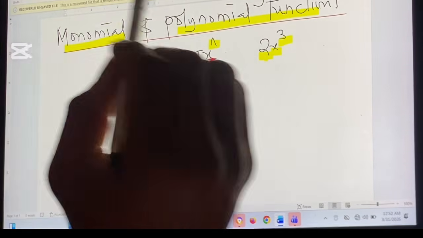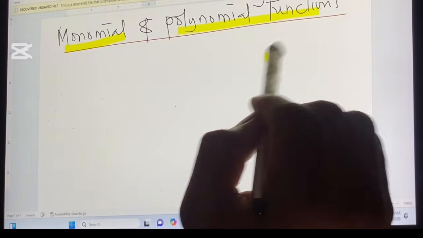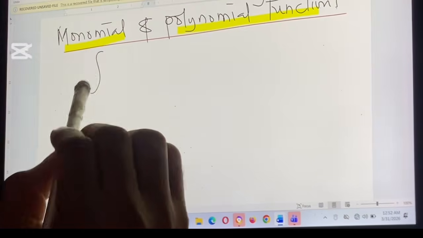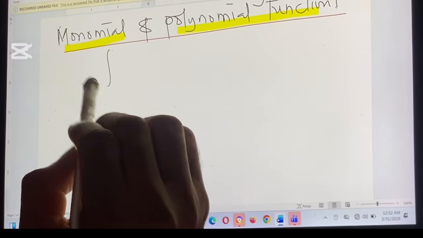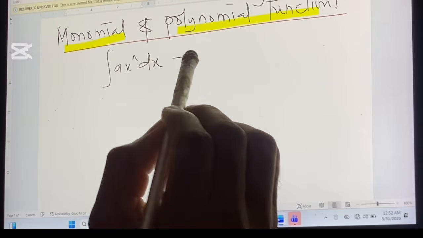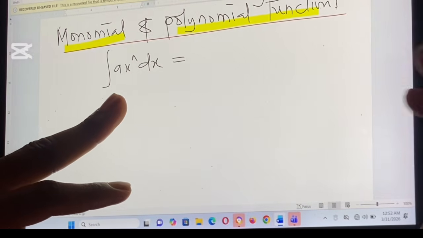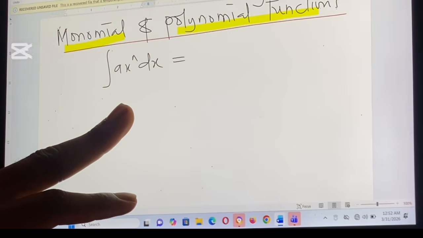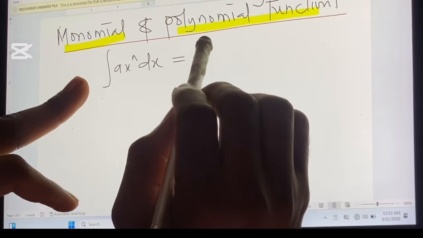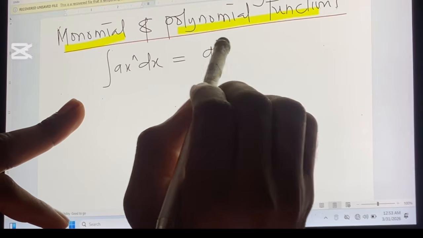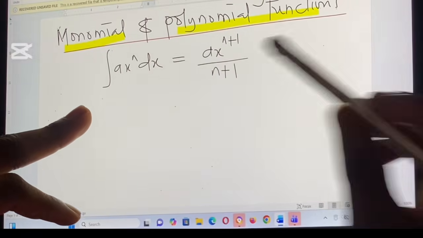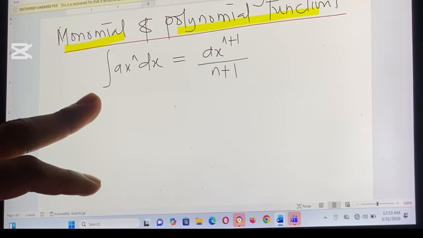But the question now is, how do we integrate a monomial function? If I have the integral of a s raised to power of n ds, this is the pattern we use to integrate a monomial function. You add 1 to the power and divide with the new power. So I will have a s raised to power of n plus 1 over n plus 1. This particular integral is an indefinite integral.